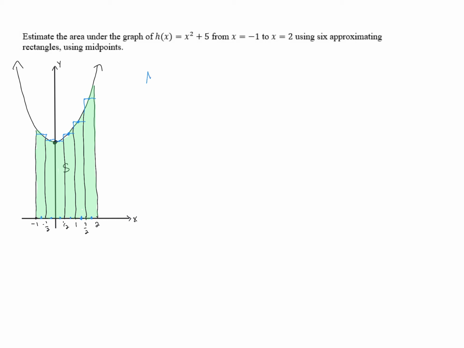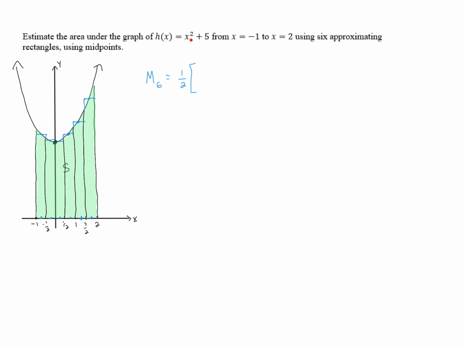We're going to use midpoints instead of left or right, so I'm going to call that M, and we've got 6 of them, so we're going to call it M sub 6. Now the base of each of these strips is 1/2 unit, and we know that because we've got a width of 3, and we're dividing it into 6 equal strips, and so 3 divided by 6 is 3/6 or 1/2. So the width of each of those rectangles is 1/2.